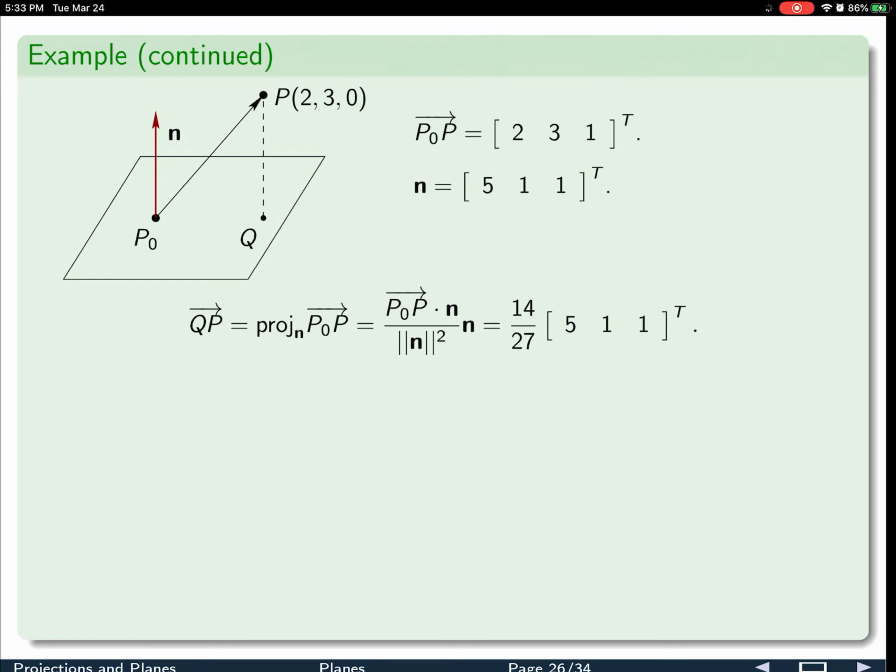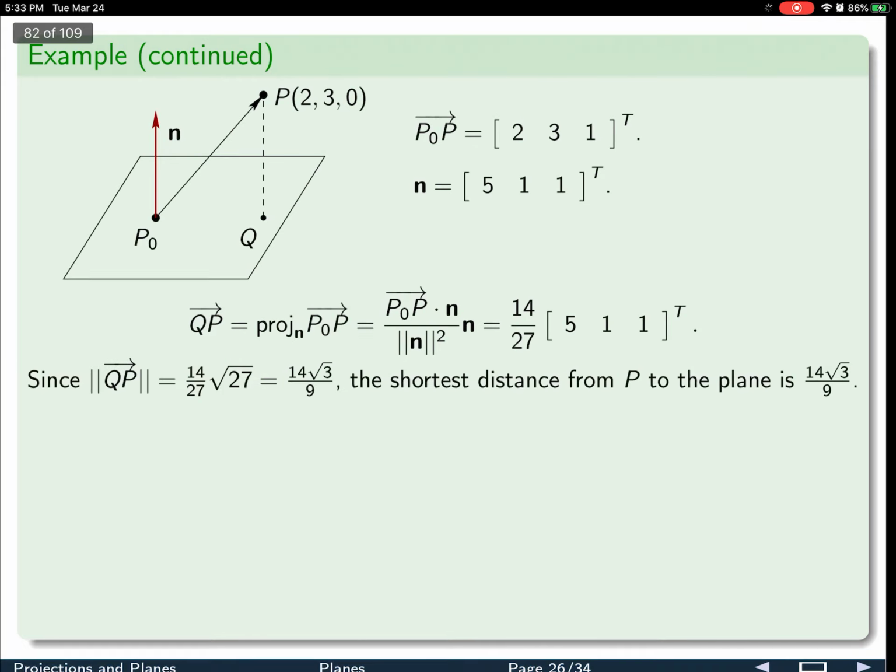Then we've got our normal vector n, and we take the projection of u onto n. That's this calculation. And if we find the length of that vector, then we have the distance from the point P to the plane.